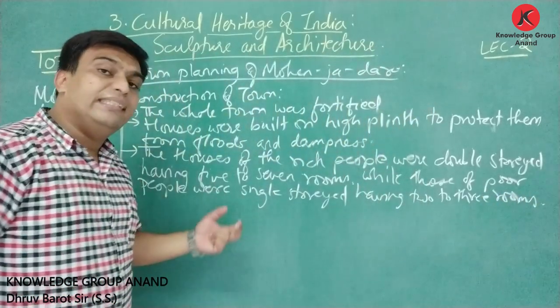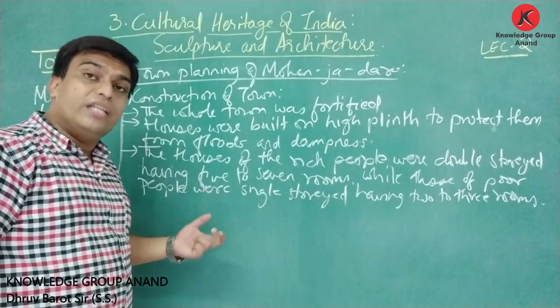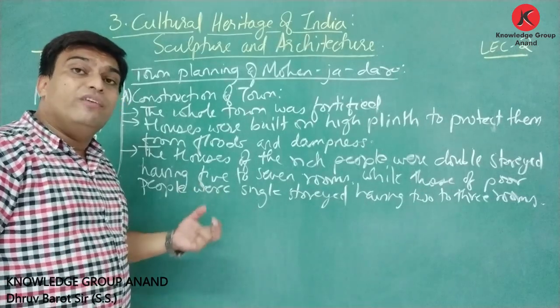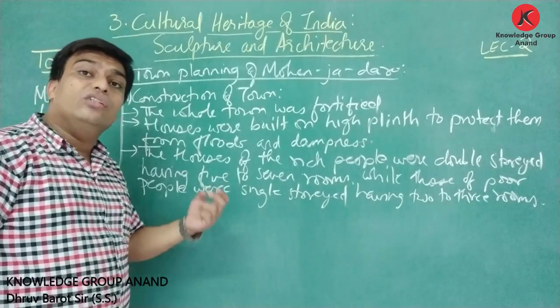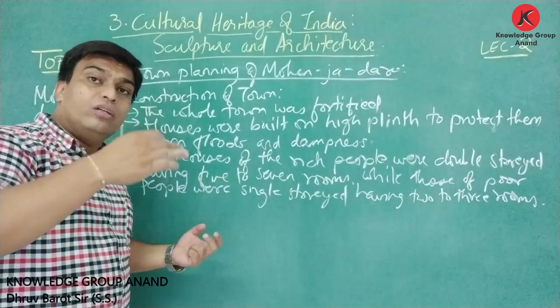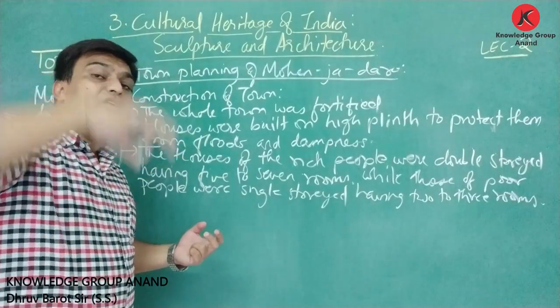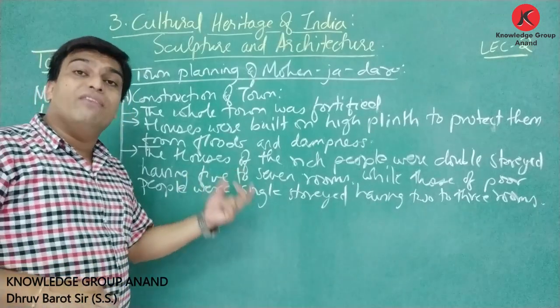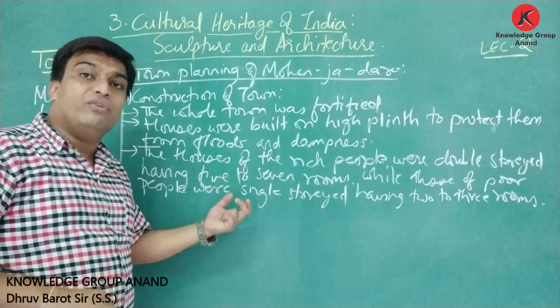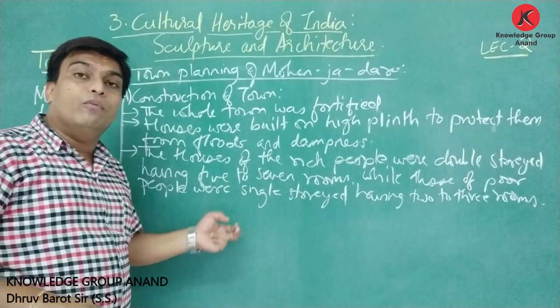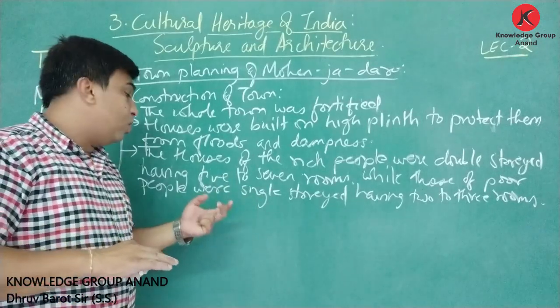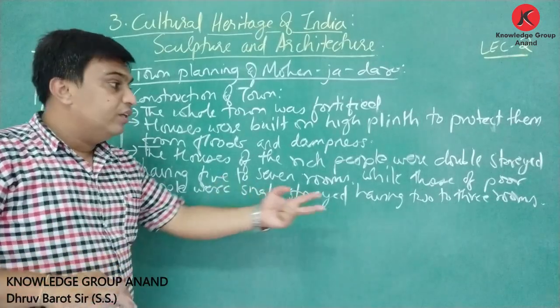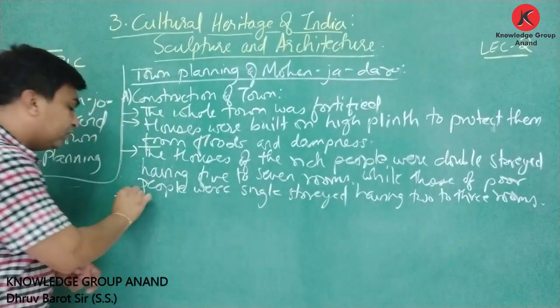Friends, here it is said the town of Mohenjo-daro, in that houses were made in such a way that the houses of the rich people were double storied and were having 5 to 7 rooms, while on the other side the poor people had single storied houses and they were having 2 to 3 rooms.